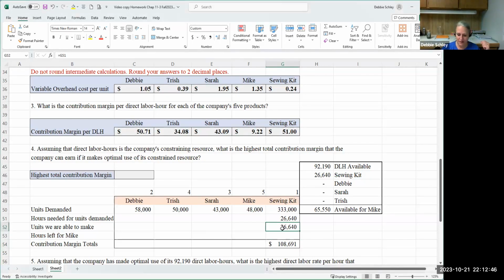You guys gotta help me out here. This is the units we're able to make. There we go. That's better.